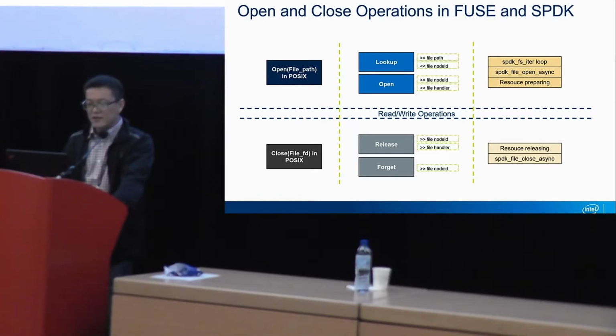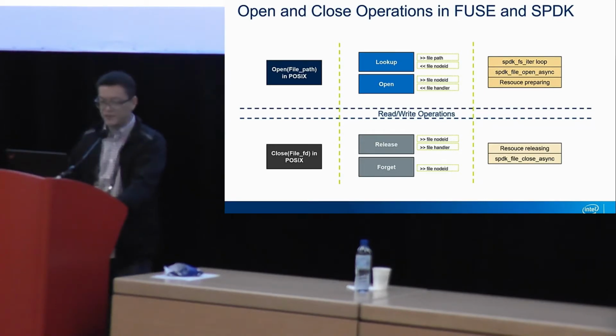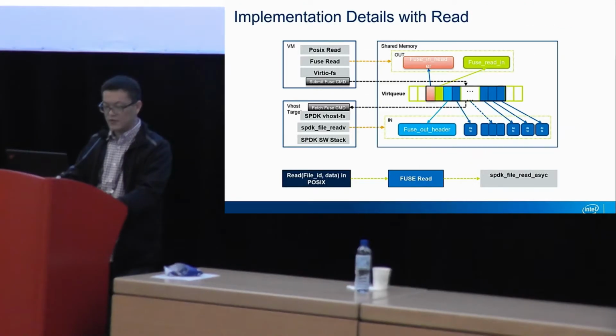And this is another example for the open and close APIs. The open API will have two Fuse requests. The first one is lookup, the other one is open. And accordingly, there are three SPDK APIs to address the open request sent from the guest. Similar for the close API, I will not go through it.